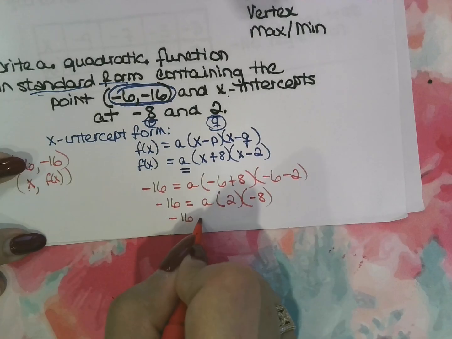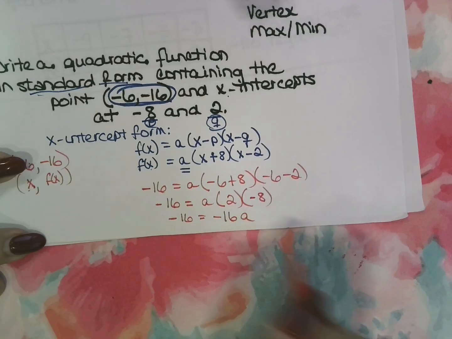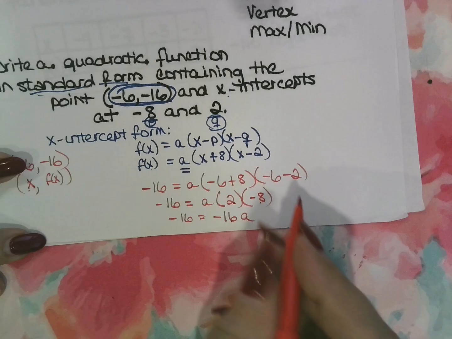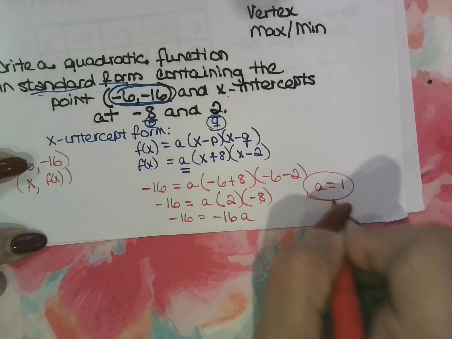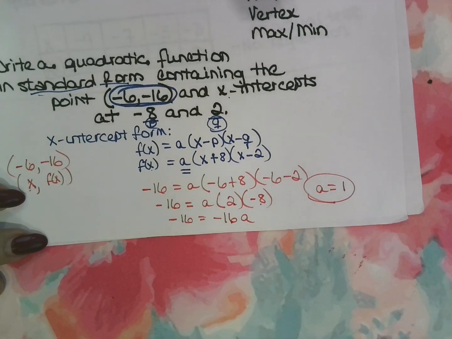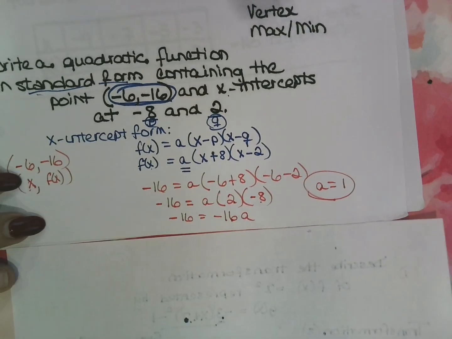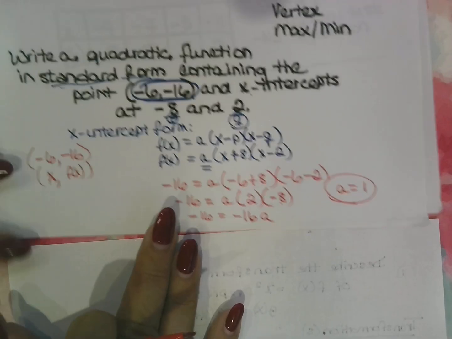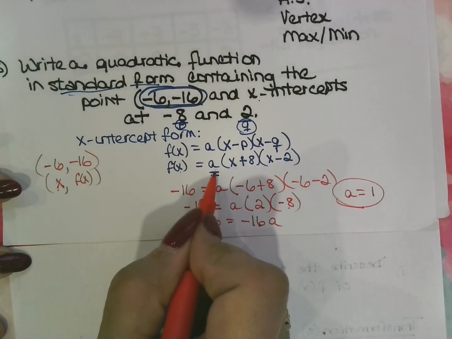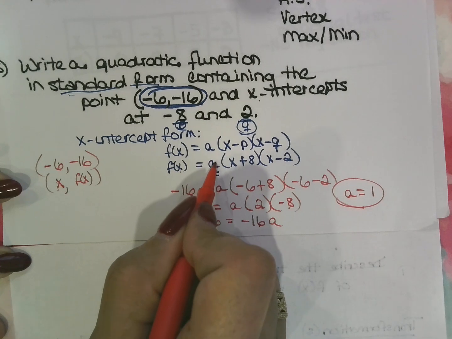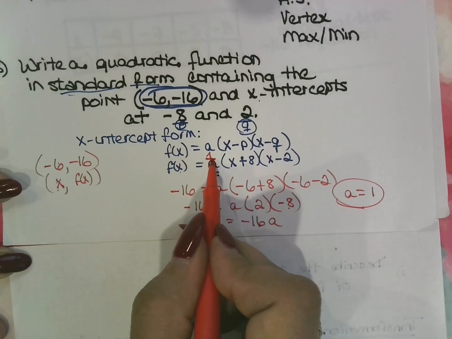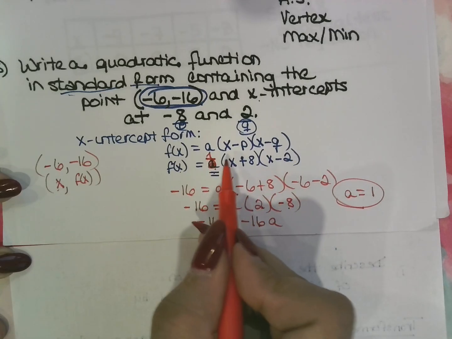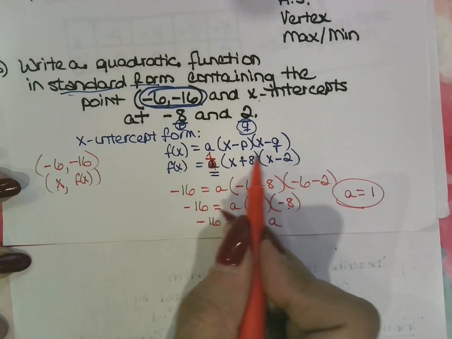So -16 equals -16A, right? -8 times 2 is -16. Divide both sides by -16, so A is +1. Alright, I'm going to continue that right over here. Since we now know what A is, we just go right back up here, and for A you're going to put a +1. Now the nice thing about having a 1 here is that it doesn't do anything, right? If you multiply anything by 1, you're just going to get the same answer.